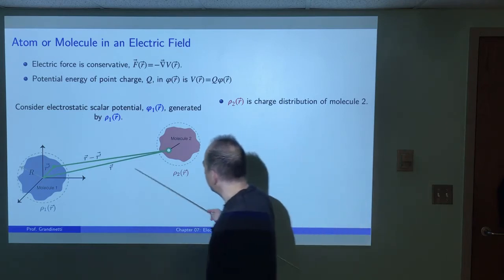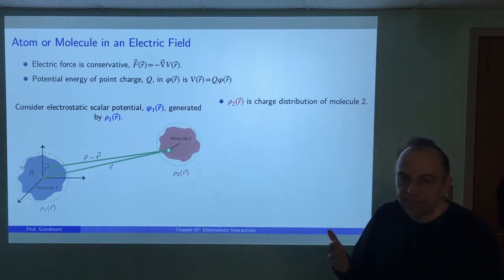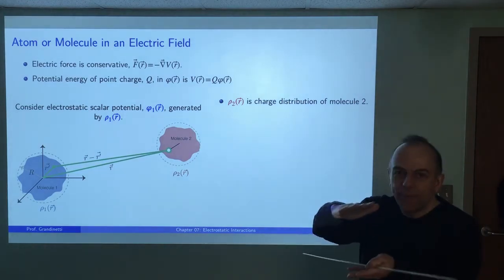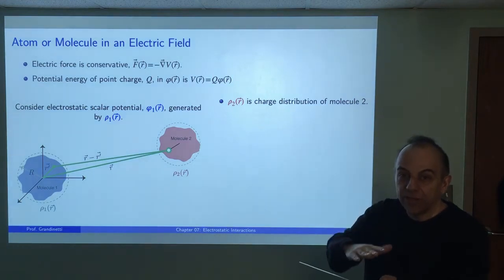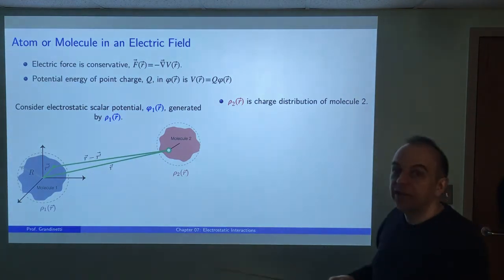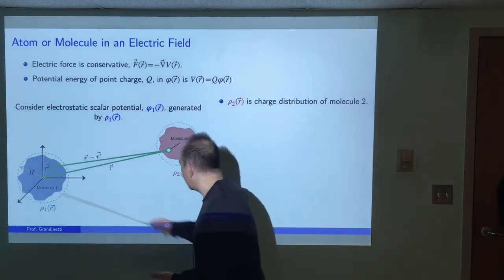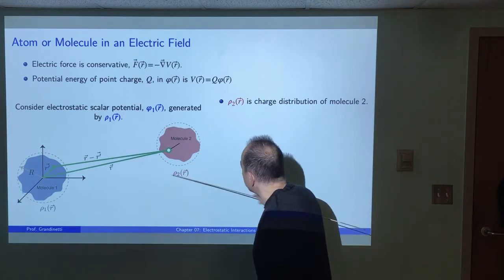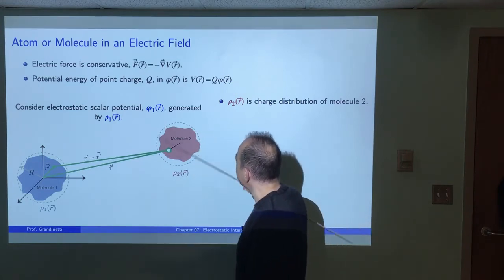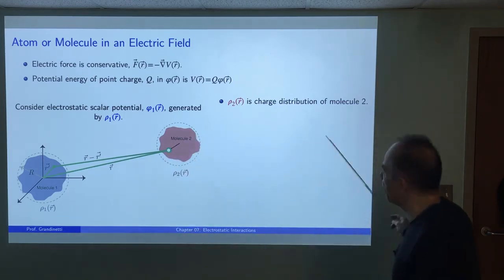Now, it could be the electric field that's generated by this molecule, or this could be a molecule that's just bathed in an electric field, say in between two capacitor plates with a voltage on them, so the molecule is in an externally generated electric field. Or it could be generated by nearby molecules. It doesn't really matter. At this point, we're interested in how this molecule behaves in some scalar potential. In this case, it's generated by a nearby molecule.